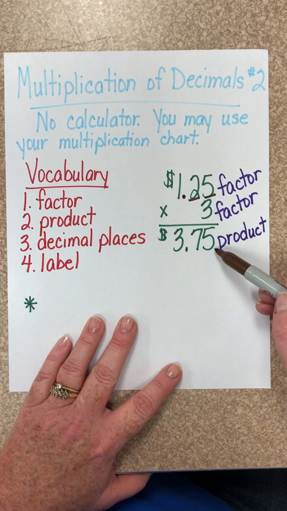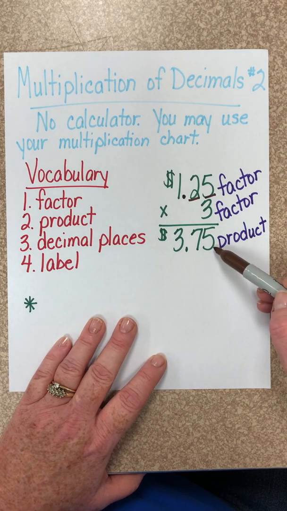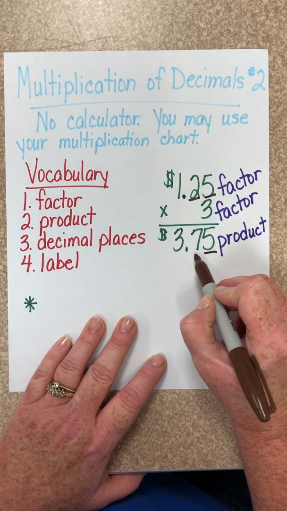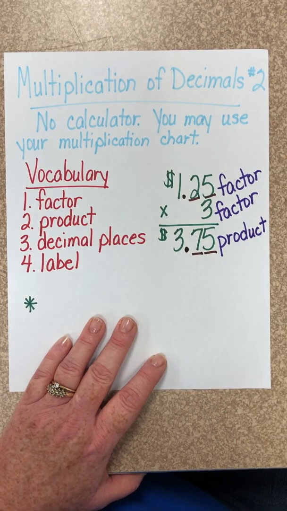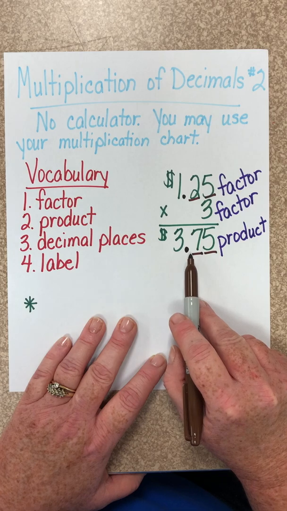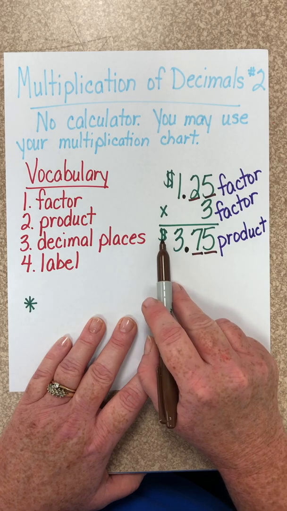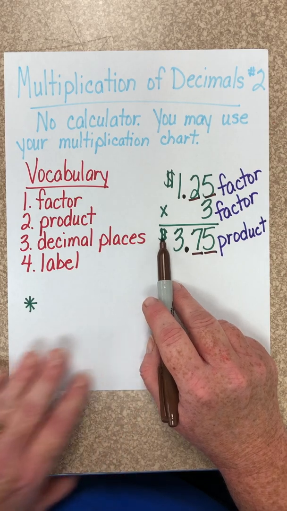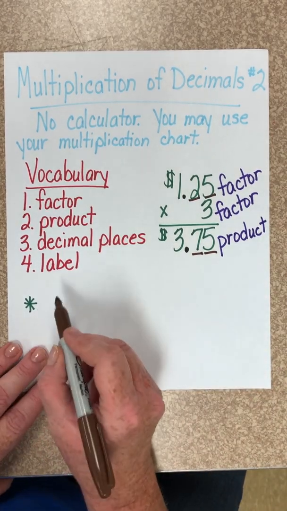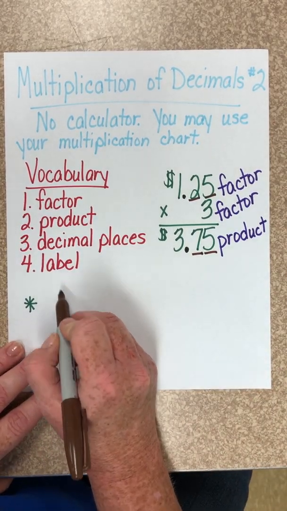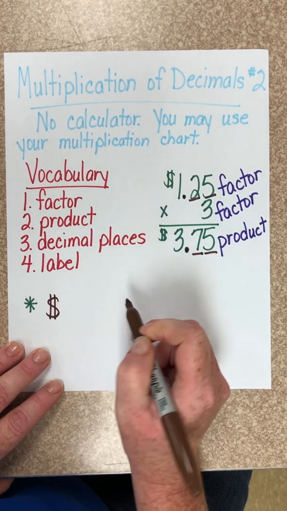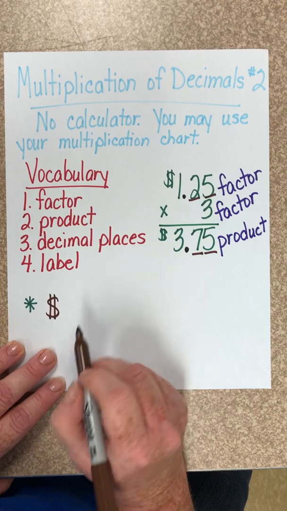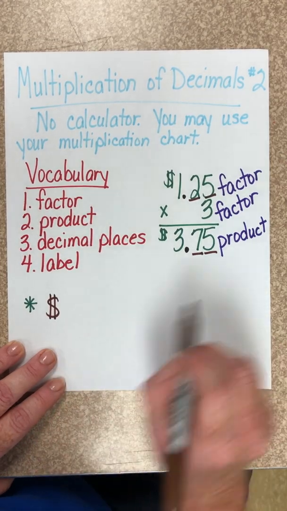So then in the answer, we're going to go to the right and we're going to count 1, 2, and put in our decimal point. And then of course, because we are talking about money, we must label with a dollar sign. So let's make a note. We always label with a dollar sign in front of the number.